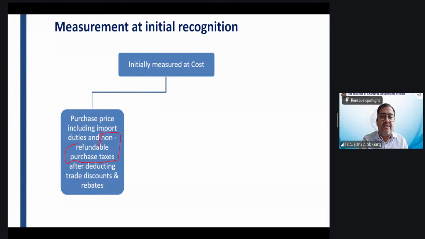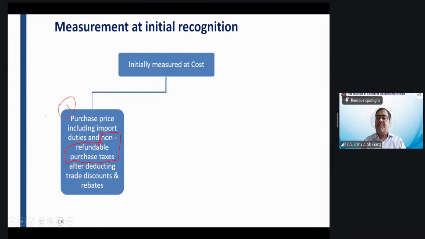What is meant by non-refundable purchase taxes? For example, non-refundable GST for which input credit is not available. Okay, so let me explain the first part with the help of an example.